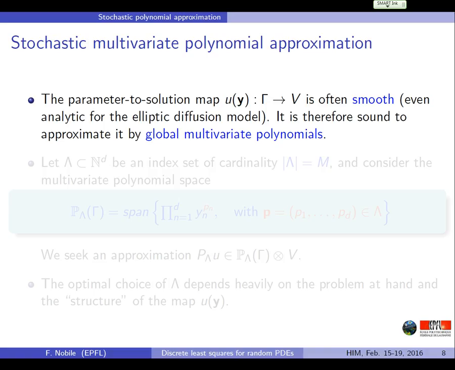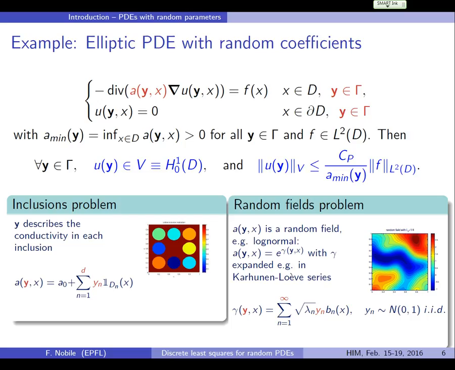What type of approximation do we want to do? As I said, I don't discuss in this talk the approximation of the PDE itself. You can pick any reasonable method: finite element, finite difference, spectral approximation, and so on. What I want to discuss is the approximation of u with respect to these parameters y.